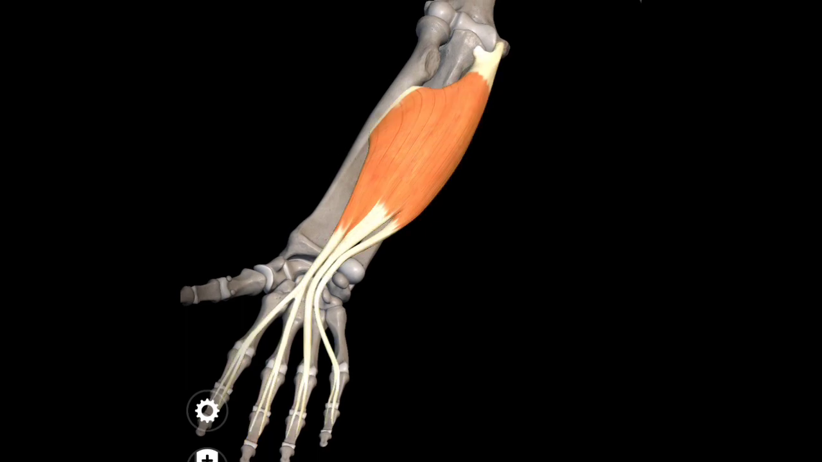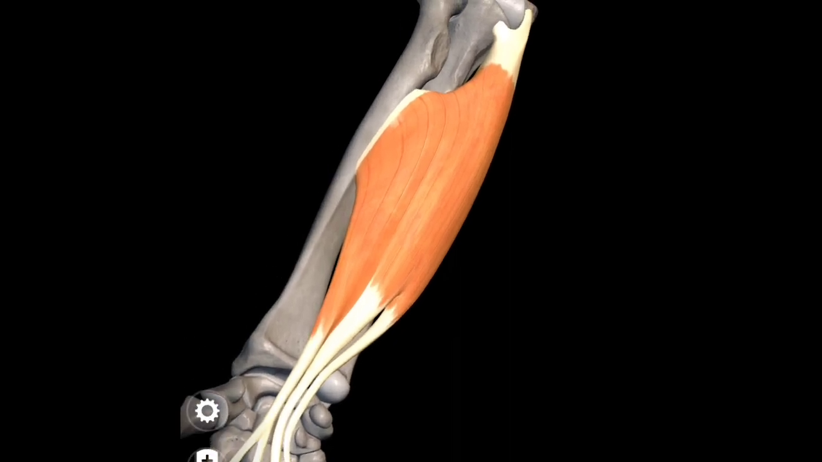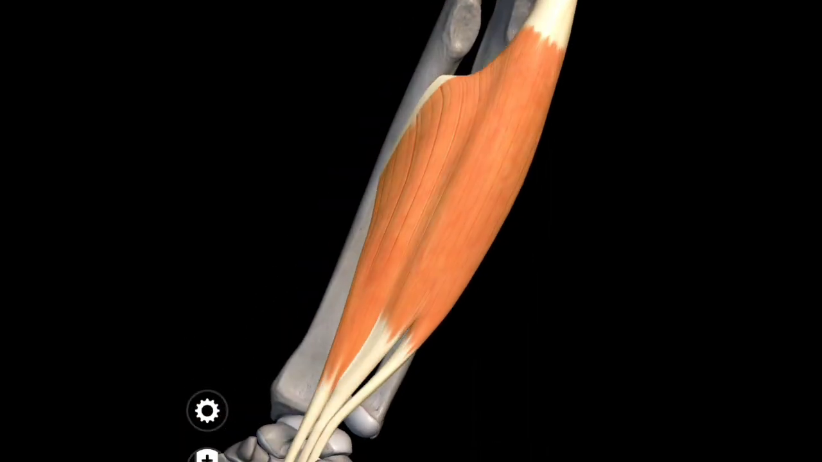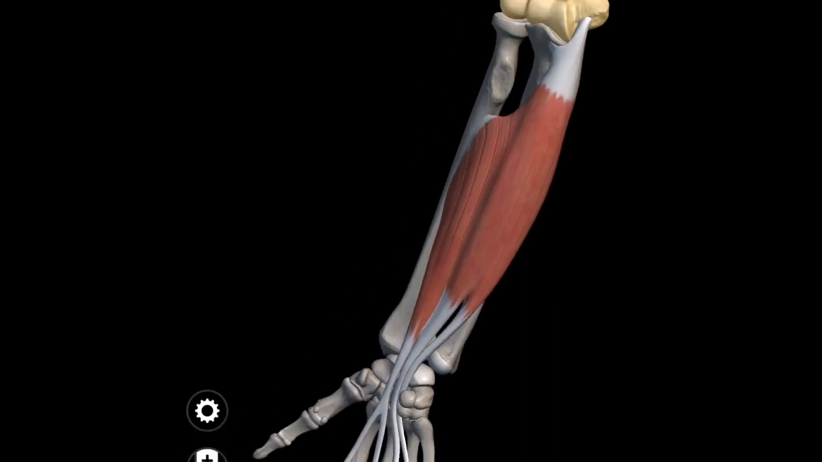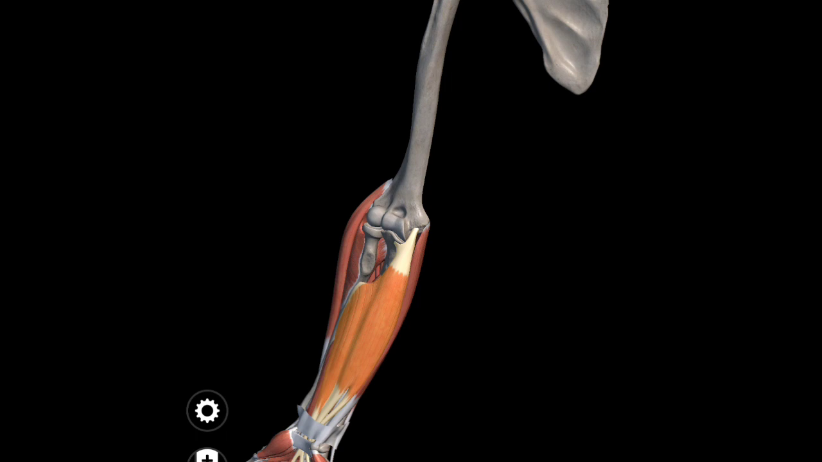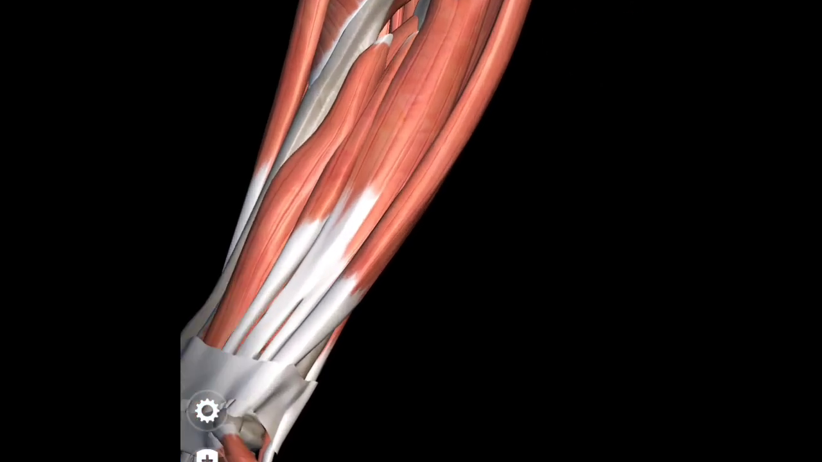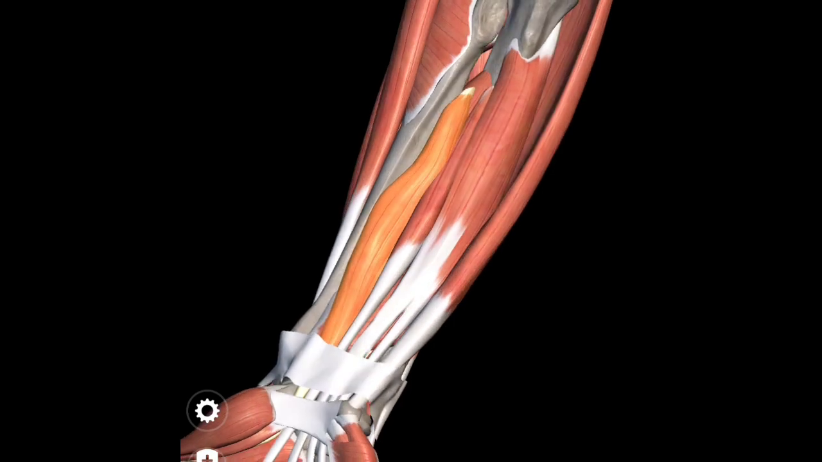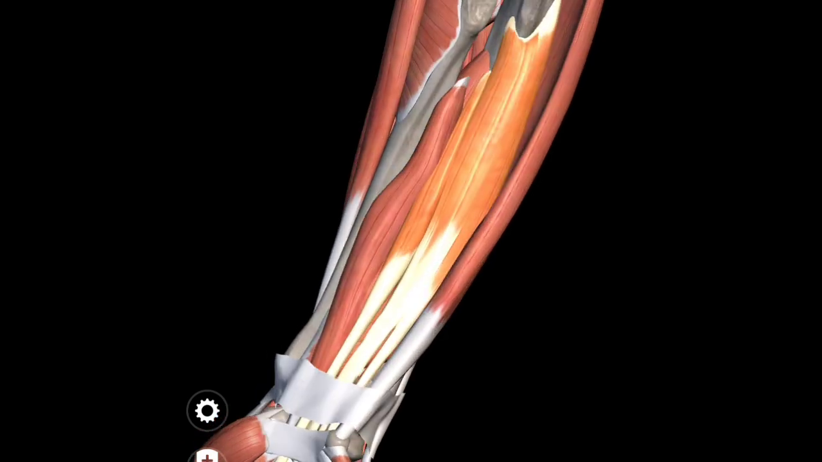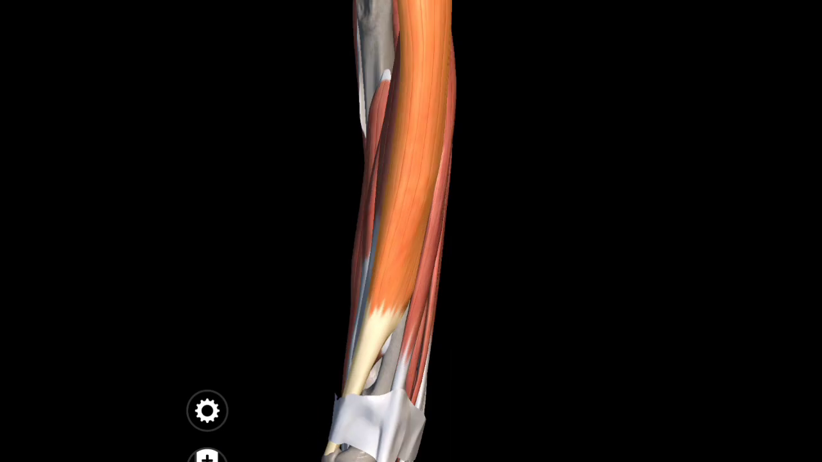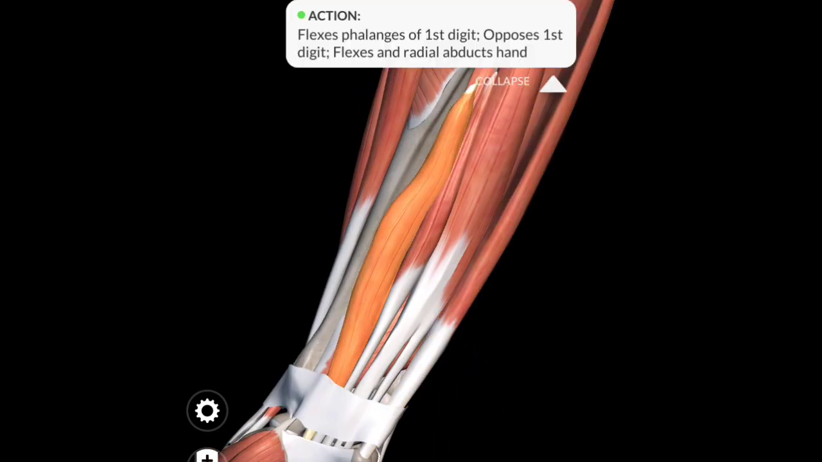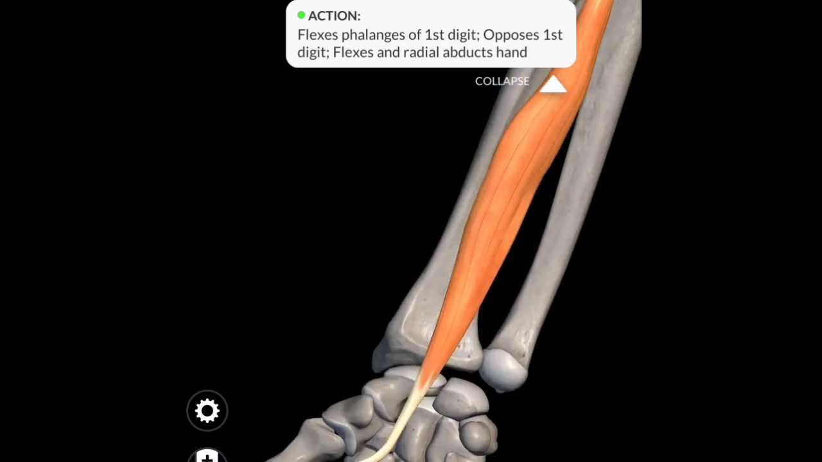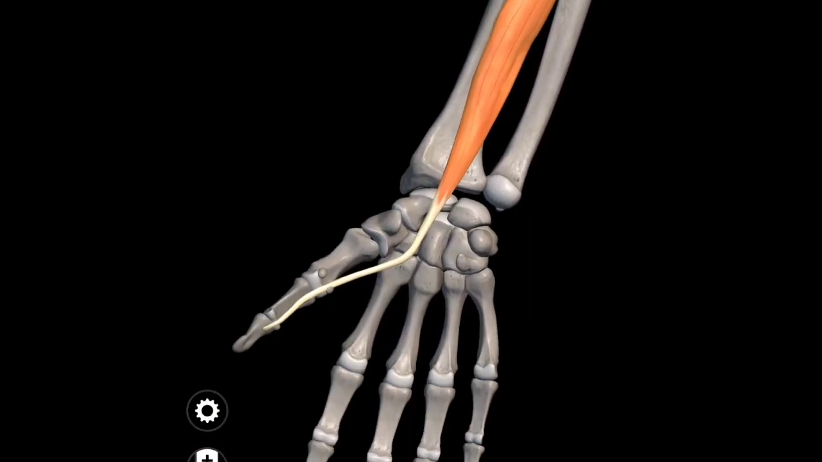Okay, and this is also supplied by the median nerve. Okay, so it has two heads, one attached to the radius and another attached to the medial epicondyle. Now we will also remove this muscle, and you can see after flexor digitorum superficialis, the flexor pollicis longus, flexor digitorum profundus, and flexor carpi ulnaris. Okay, so this is the flexor pollicis longus, and this is also innervated by the median nerve.